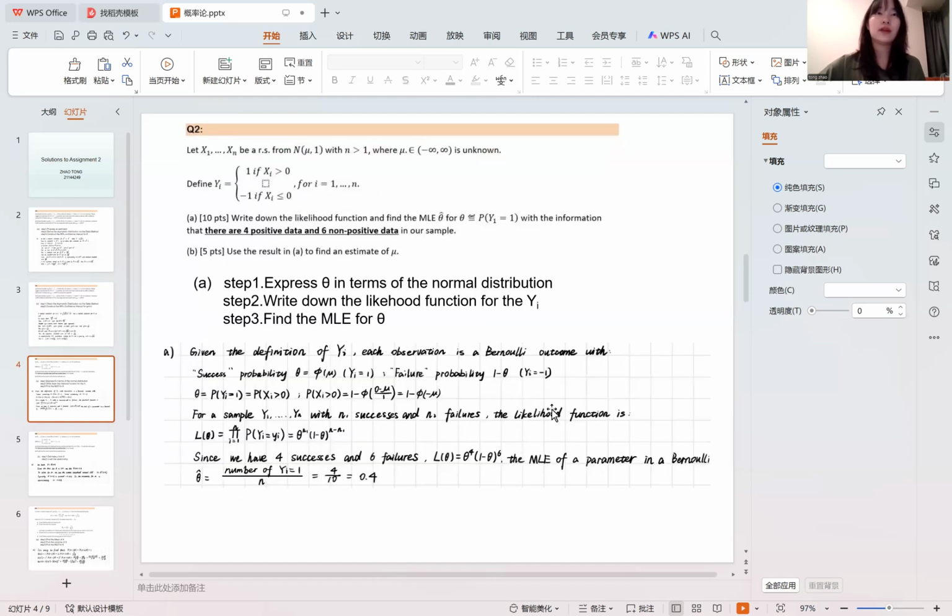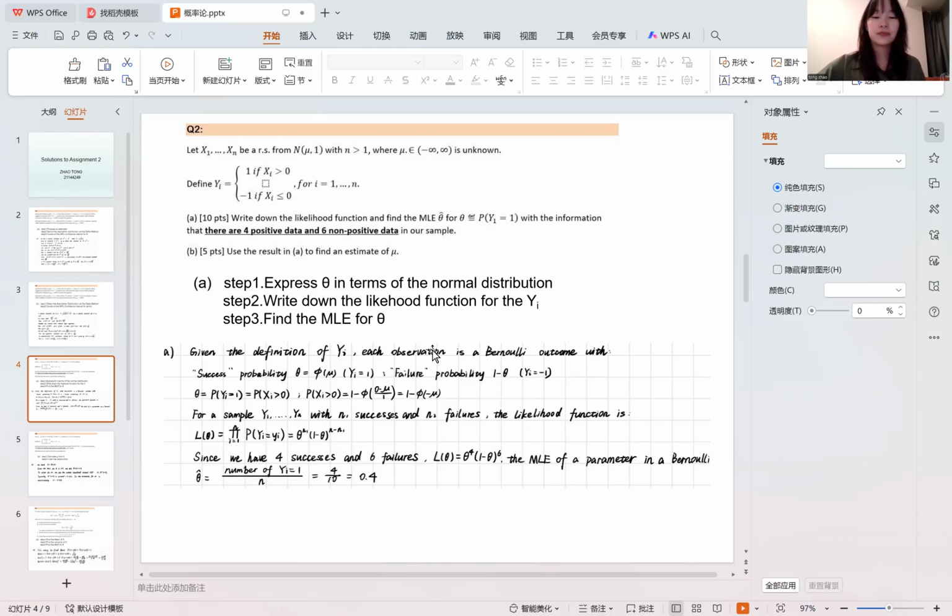Let's move to question 2. In question 2, we will solve a problem involving maximum likelihood estimation. And in our setting, we start with a random sample from a normal distribution, and we then define a new variable based on whether each observation is positive or non-positive. We will walk through it in two parts.